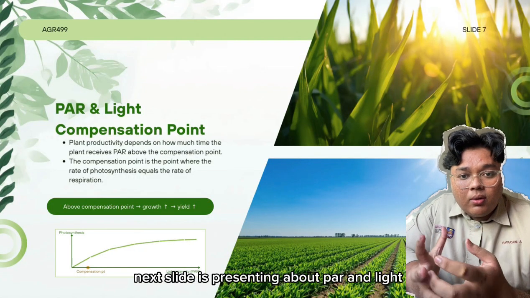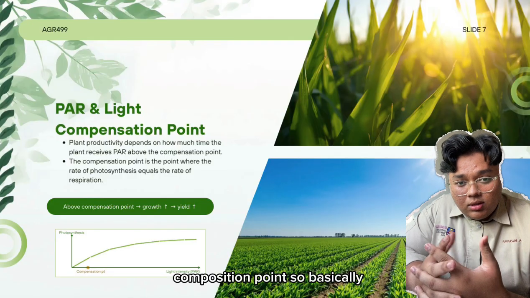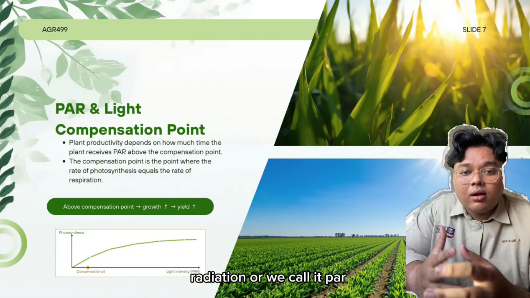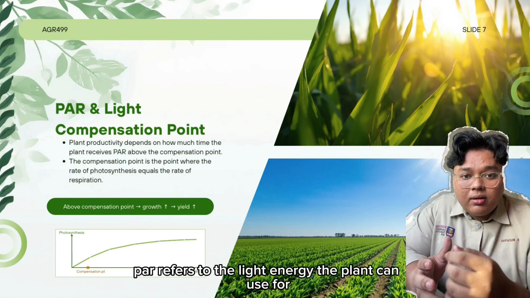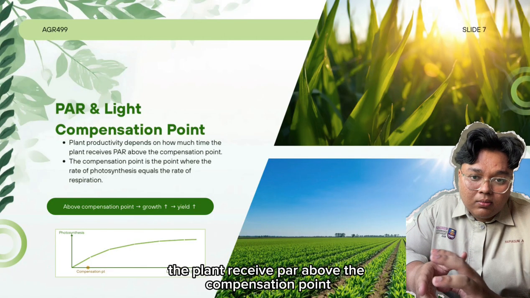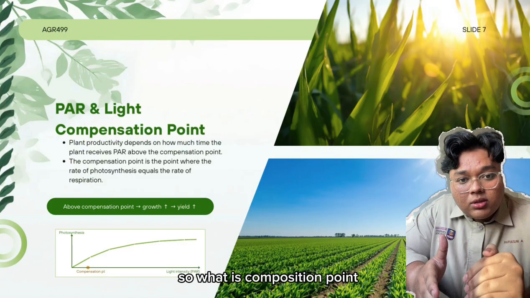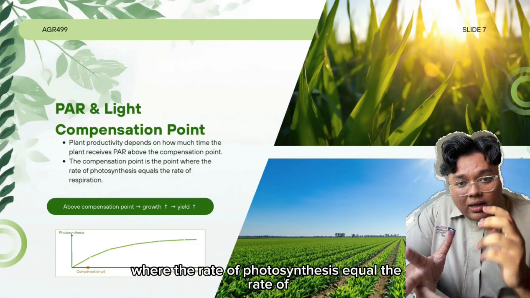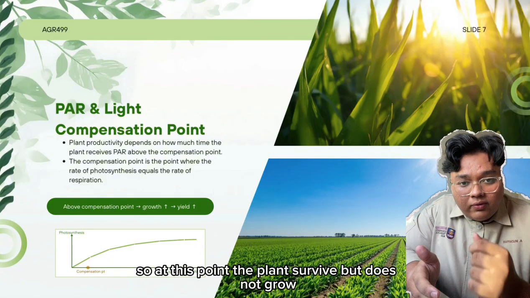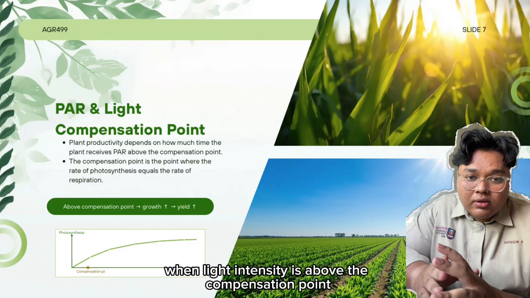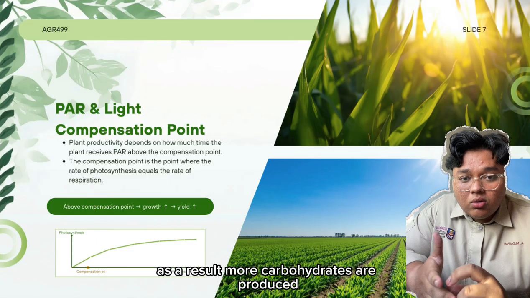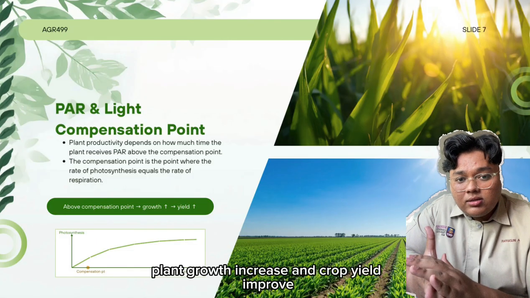Okay, next slide is presenting about PAR and the compensation point. Basically, another important concept is photosynthetically active radiation, or we call it PAR. PAR refers to the light energy the plant can use for photosynthesis. Plant productivity depends on how much time the plant receives PAR above the compensation point. So what is the compensation point? The compensation point is the point where the rate of photosynthesis equals the rate of respiration. At this point, the plant survives but does not grow. When light intensity is above the compensation point, photosynthesis becomes greater than respiration. As a result, more carbohydrates are produced, plant growth increases, and crop yield improves.